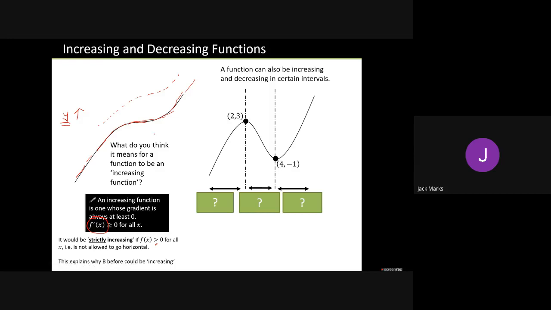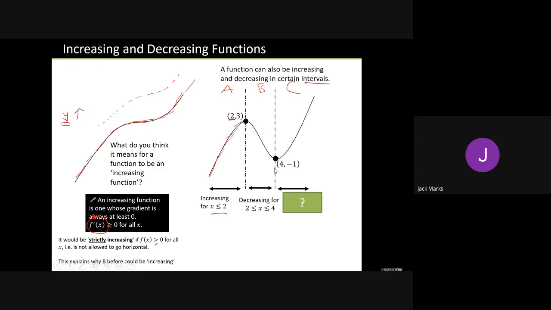If we have a look at this function here, this might be a bit more complicated. So we could split it up into intervals, these sections separated by dotted lines. So let's call this interval A, B, and C. So over interval A, it's increasing. So when x is less than 2, when we're to the left-hand side of 2, this is increasing. If you drew lots of tangents, they're positive.